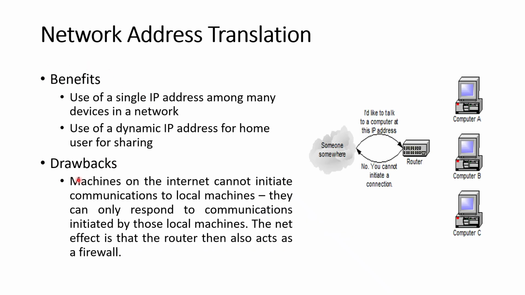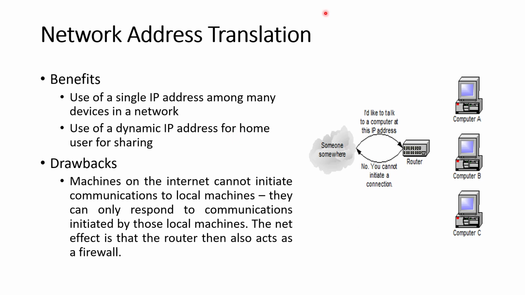Some of the benefits and drawbacks of NAT are: NAT allows many devices on a local network to share one public IP address, saving money and conserving the limited supply of public IPs. NAT lets home users use dynamic IP addresses from their internet service providers, making it easier to share the internet connection among multiple devices.